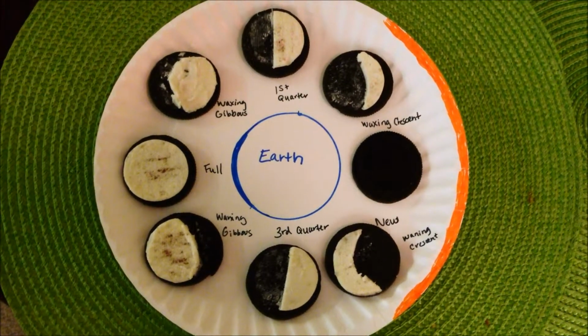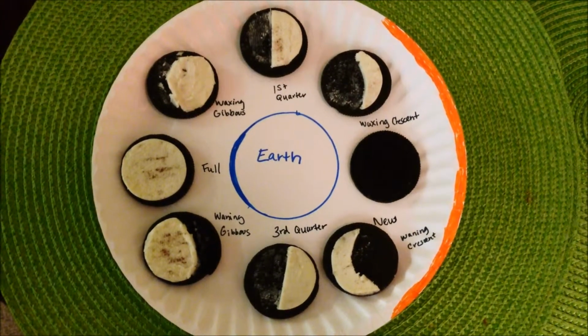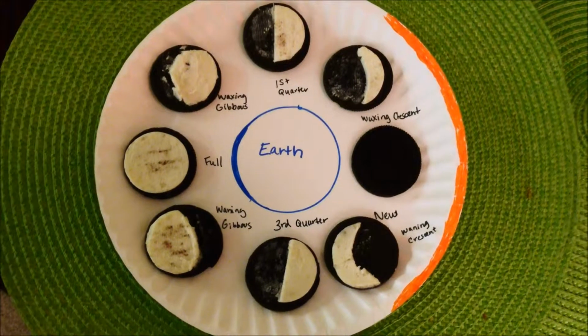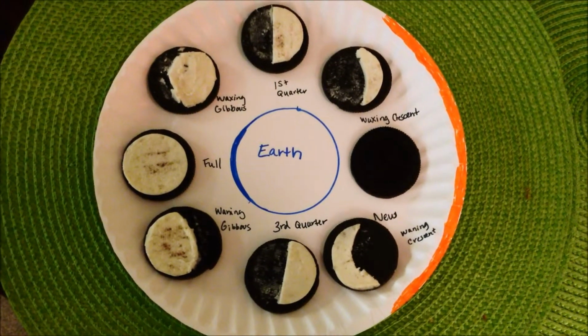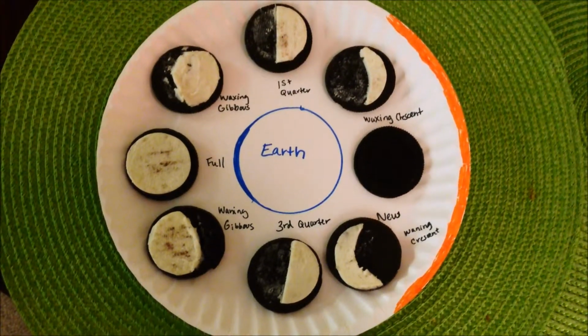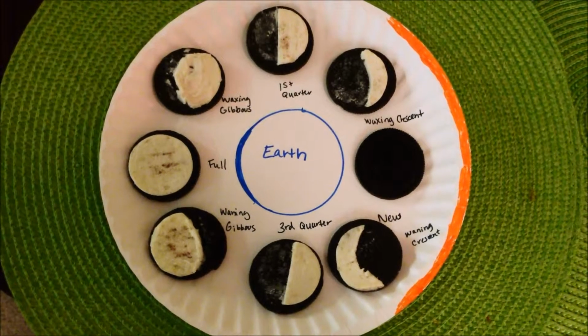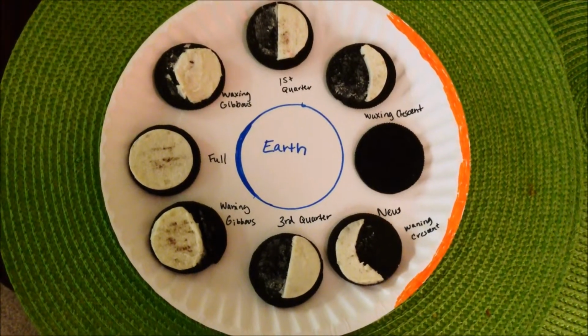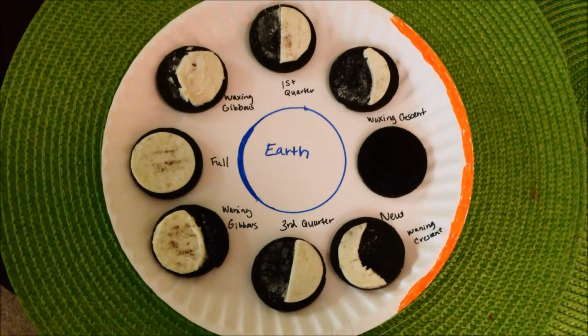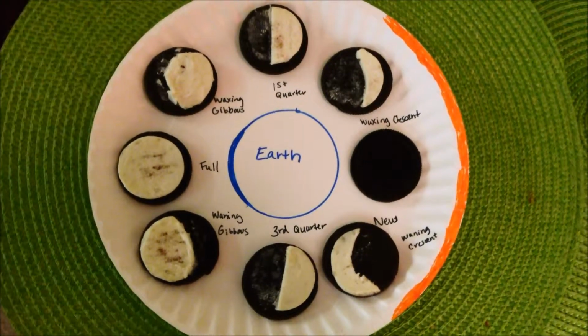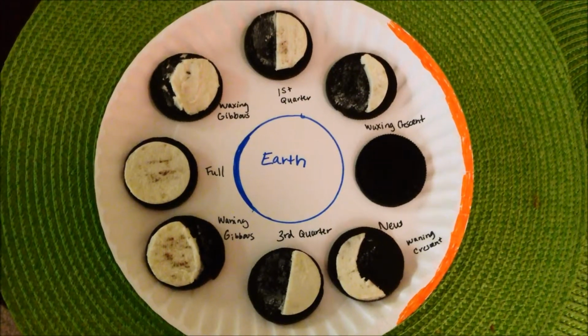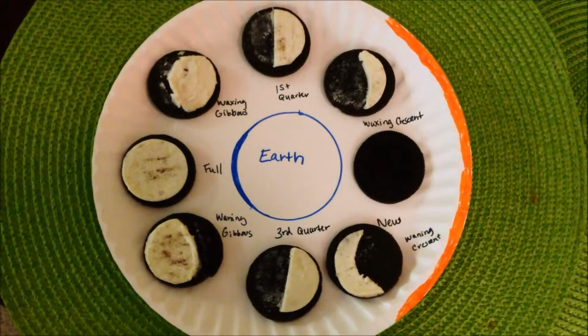The Sun illuminates half the moon at all times, but dependent upon the moon's position, we may see the lit portion, shadowed portion, or both. The lunar phases are caused by the changing positions of the Earth, the Moon, and the Sun as the Moon orbits the Earth. Now it's time to break out the Oreos.